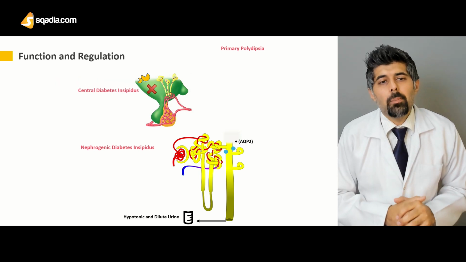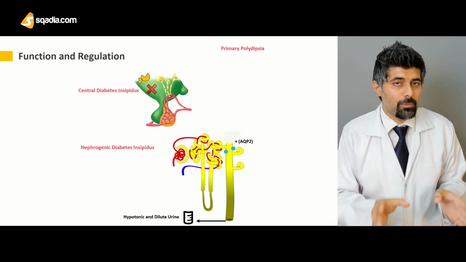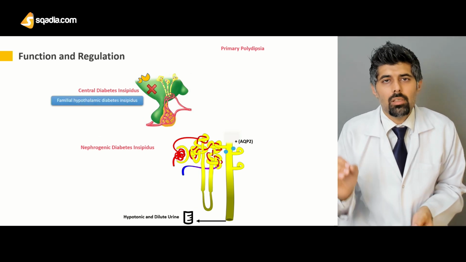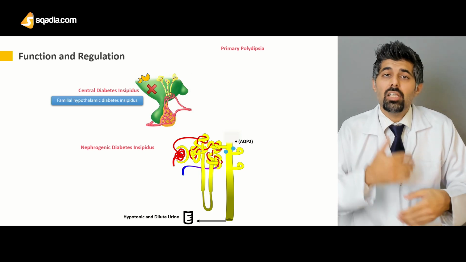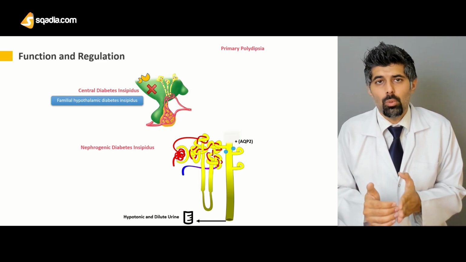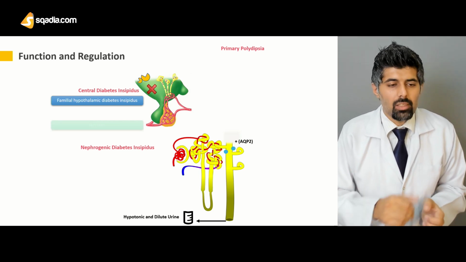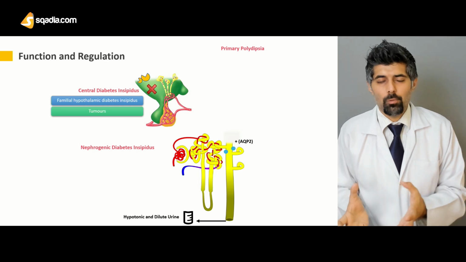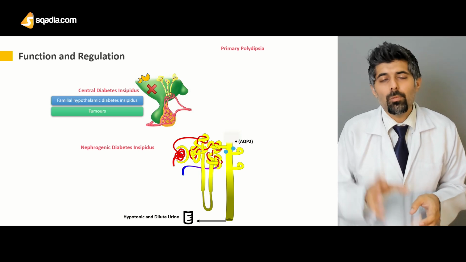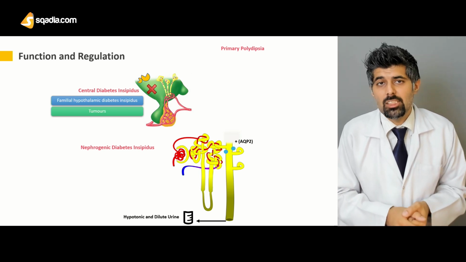Now, as for central diabetes insipidus, it has very usual causes. The first one is familial hypothalamic diabetes insipidus, which is inherited through families, where the secretion of the ADH hormone is decreased by genetics. The other one is that it can be due to some kind of tumors or neoplastic reasons. Tumors usually account for 30% of all patients who suffer from central diabetes insipidus.